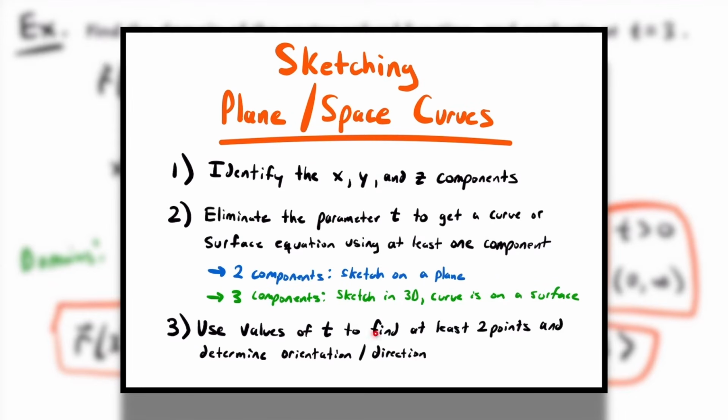Okay, and that's probably the easiest part. You just pick some nice values of t to plug into your vector function to give you some vectors whose terminal points you can then plot and determine the orientation of the plane or space curve. Okay, so those are the general guidelines, but what do they look like in practice? Well, let's take a look at our first example.